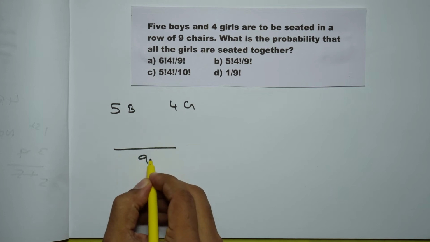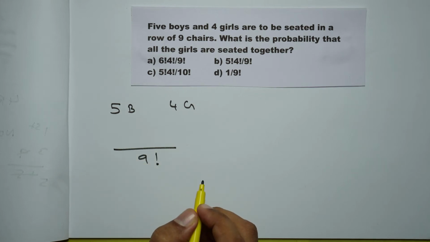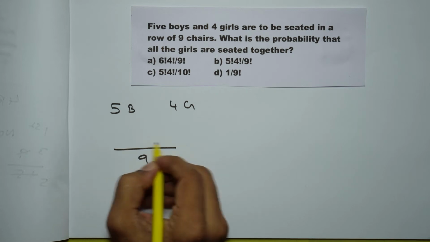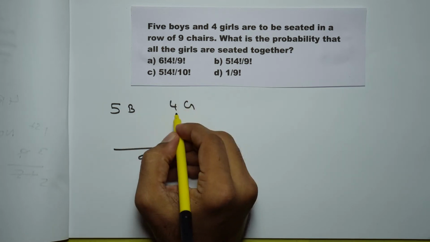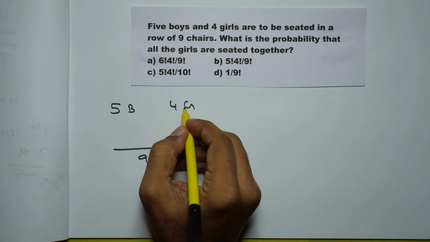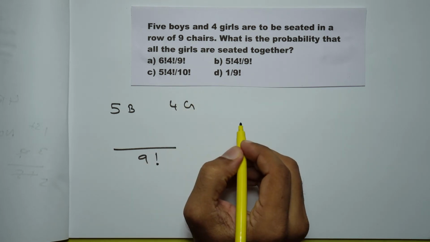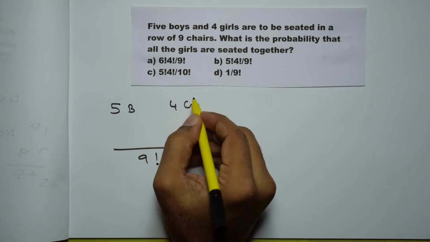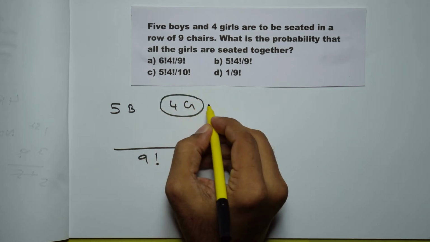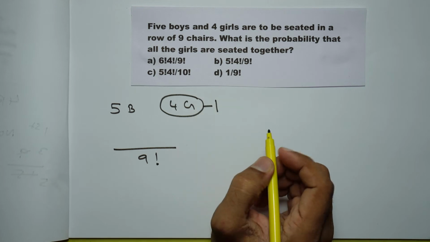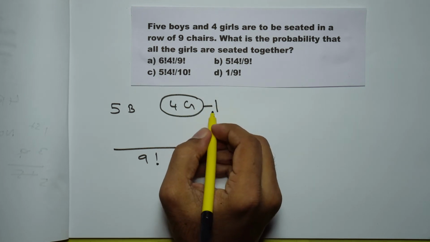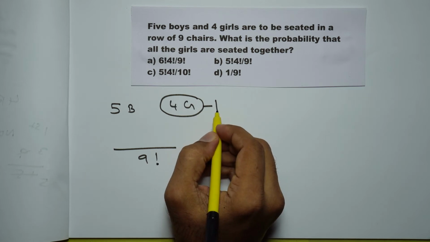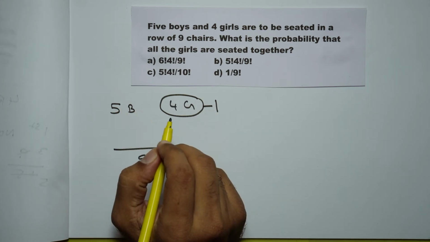They can be interchanged among themselves in 9 factorial ways. So this is the total number of outcomes. Now in the numerator we have the number of favorable outcomes where the 4 girls are always seated together. Whenever it is said that the 4 girls should be together, you bring them together and treat it as one person. If you treat it as one person, the 4 girls will always be together and this one person can be seated anywhere you like.